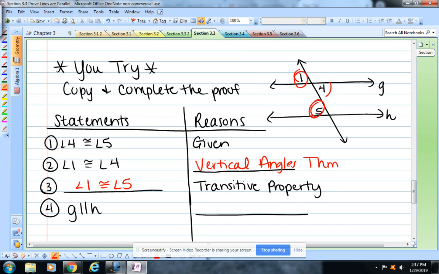Okay, so what is 1 and 5's relationship to each other? They're corresponding, right? And I'm proving that those lines are parallel. So what do I need to use? Corresponding angles converse. And that one is actually a postulate. If you put theorem there, I'm not going to dock you. All right, so raise your hand if you got corresponding converse. Okay, you've got to know your relationships.